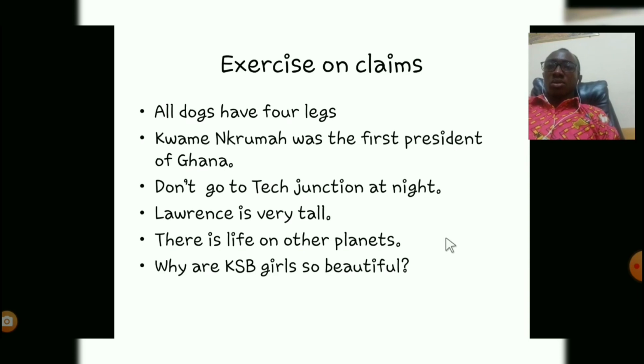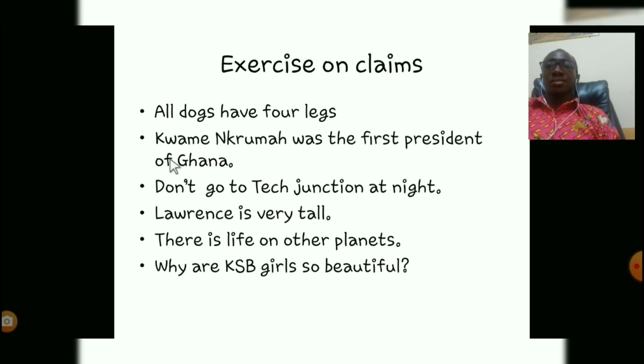All dogs have 4 legs. Is it a claim or not a claim? It is a claim because it can be verified. And it's true. All dogs have 4 legs. All things being equal, it's a claim.